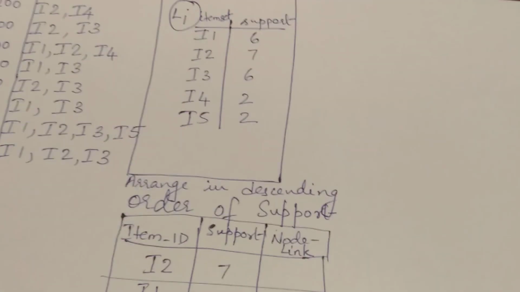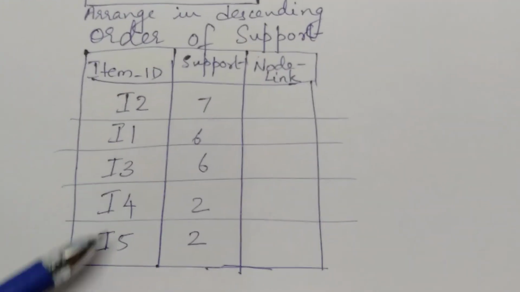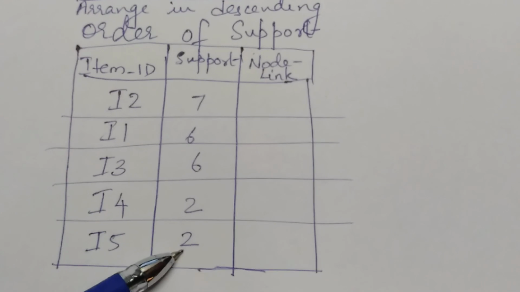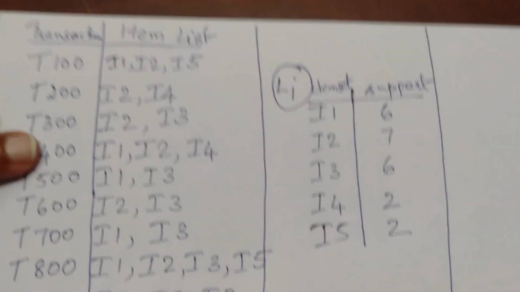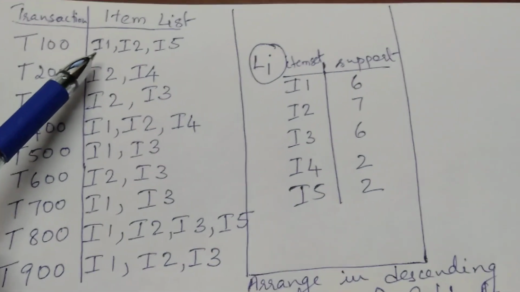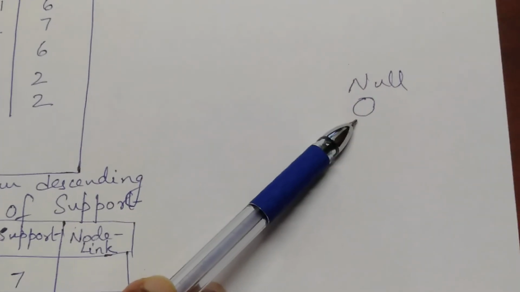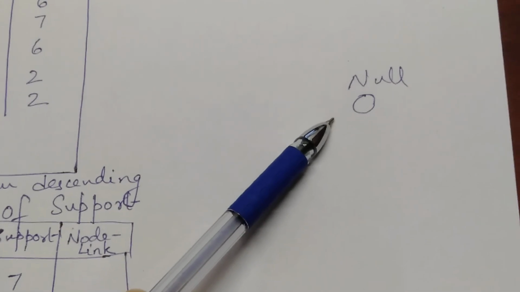You can see that I have already written the items in L1 arranged in descending order of support. Now, these are the transactions that we have got. The first step for creating the FP tree is to draw a null node. This is the root. From this, we are going to draw all the other nodes.